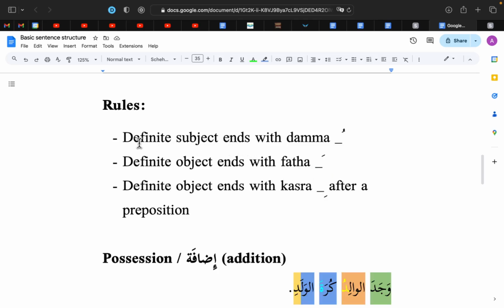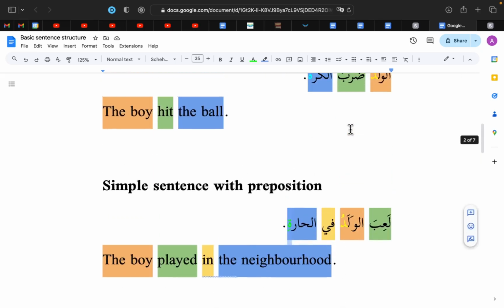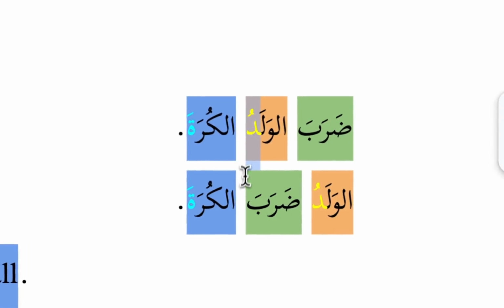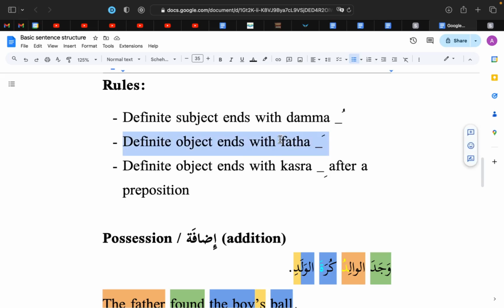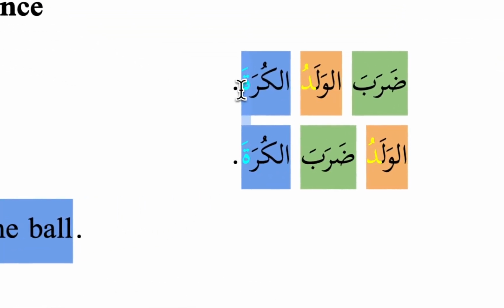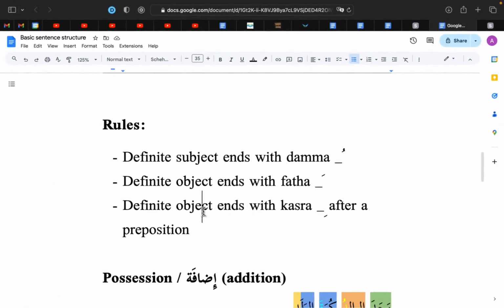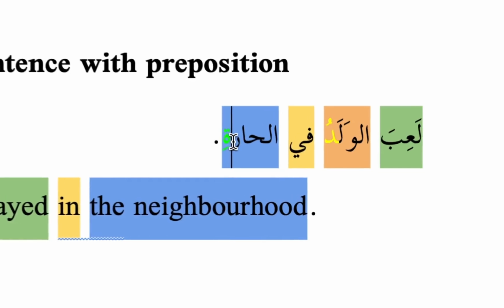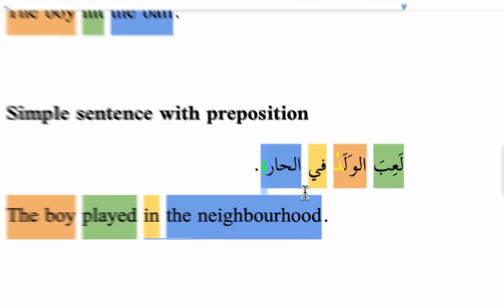To summarize the rules, the definite subject ends with dhamma. So here we have al-waladu, the definite subject, the boy. We know which boy it is that hit the ball. And it ends with dhamma. The definite object ends with fatha. So here we say ضرب الولد الكرة. The boy hit the ball. We know which ball he hit. And the definite object ends with a fatha. The definite object ends with a kasra after a preposition, which was the last example we saw here. لعب الولد في الحارة. The object is the neighborhood, but since it follows a preposition, it ends with a kasra.